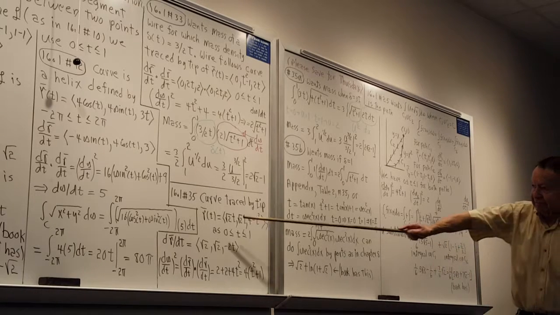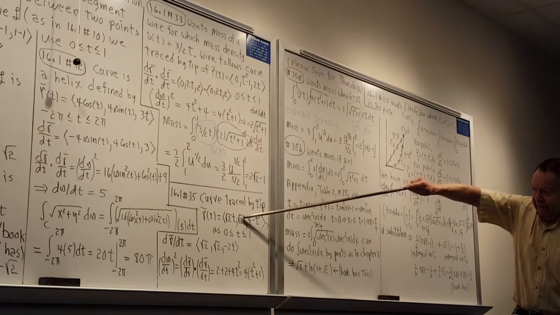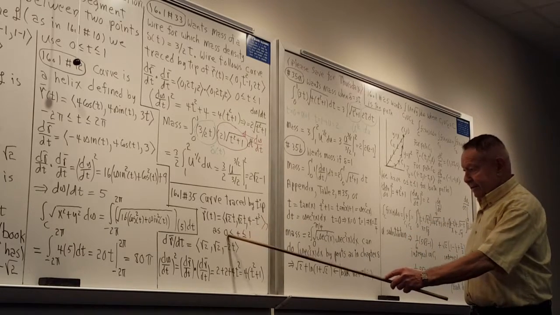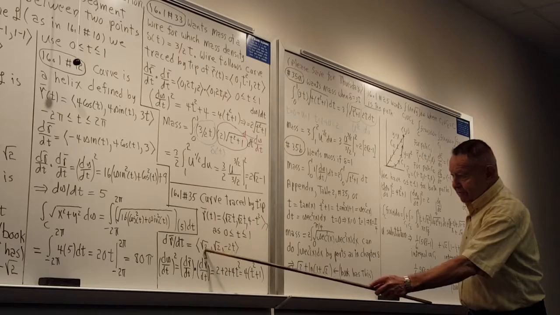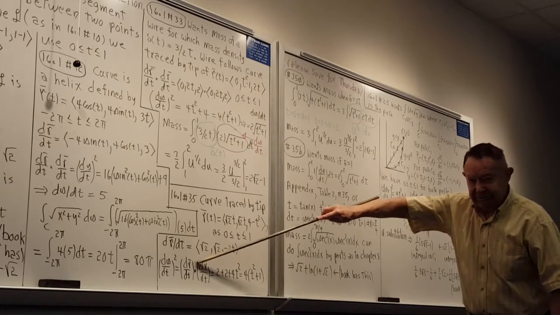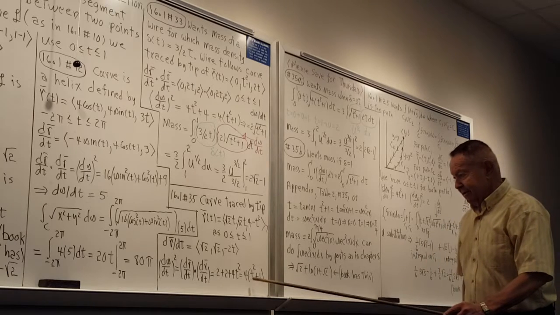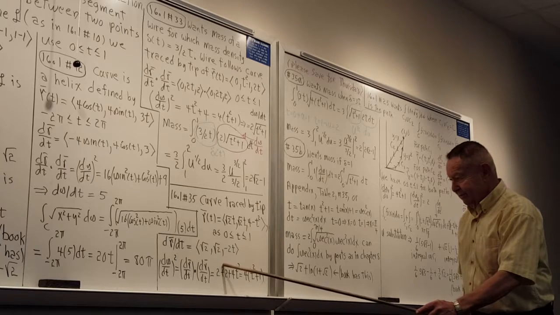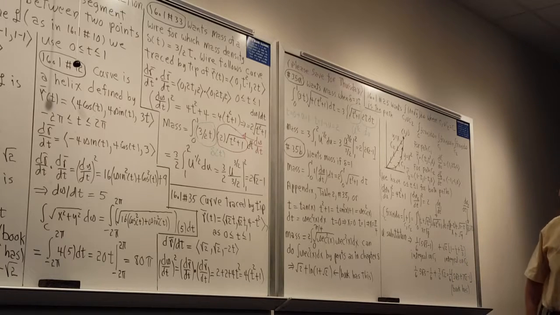35 is the same sort of thing. Curve traced by the tip of this position vector, r vector, as t goes 0 to 1. So you do the dr/dt, you get root 2, minus 2t, dot with itself, and you notice that this is 4, 2 plus 2 is 4, so this is 4 plus 4t squared, so 4 times t squared plus 1.